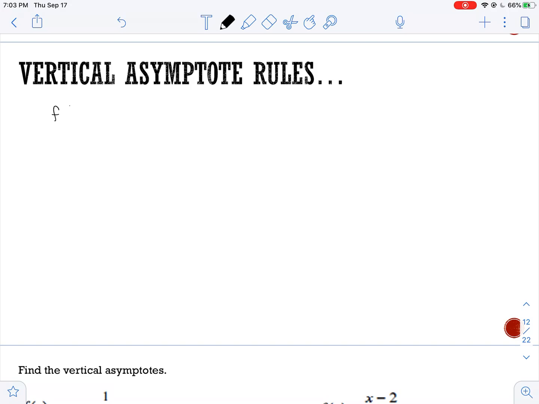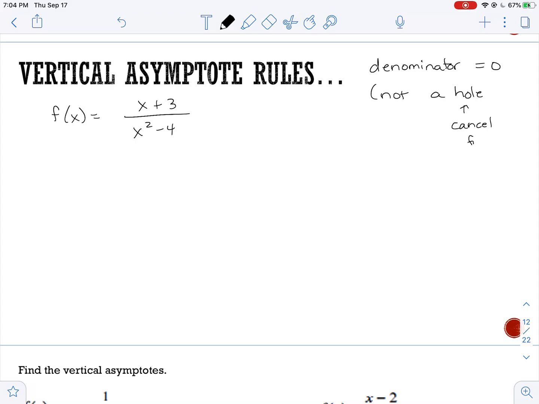Vertical asymptote rules. So we talked about horizontal asymptotes. When does a function have a vertical asymptote? So when would f of x equals x plus 3 over x squared minus 4 have vertical asymptotes? So vertical asymptotes occur, if you guys remember, when the denominator equals 0 and it's not a hole. And holes occur when things cancel from the numerator and denominator.